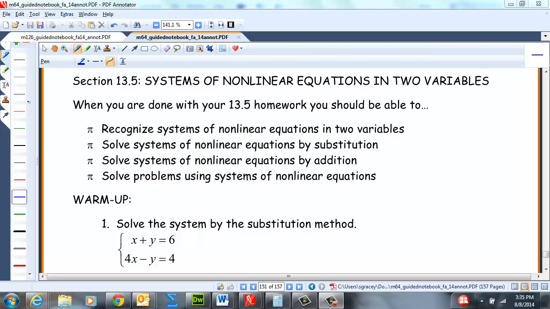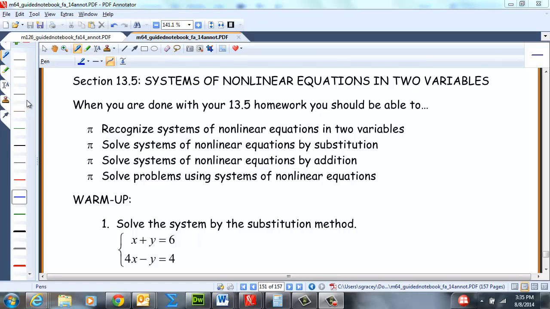Today we'll be covering section 13.5, Systems of Nonlinear Equations in Two Variables. This is from the Blitzer Introductory and Intermediate Algebra for College Students text. And if you need some review, you can always go to the Introductory Algebra site and do sections 4.2 and 4.3, which relate to systems of linear equations in two variables.